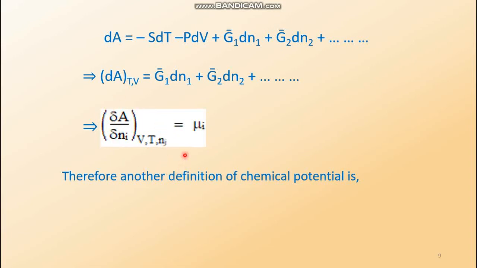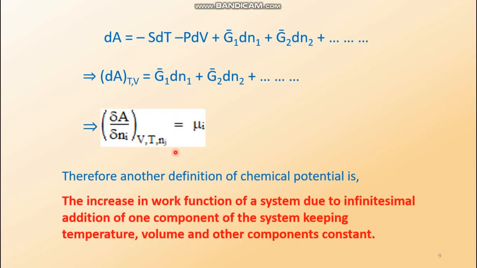So what should the definition be in terms of A? That means it is the increase in the value of A with respect to infinitesimal addition of any one of the components, keeping volume, temperature and other components constant, isn't it? So let's write this. This is the definition: the increase in work function or Helmholtz free energy of a system due to infinitesimal addition of one component of the system, keeping temperature, volume and other components constant.